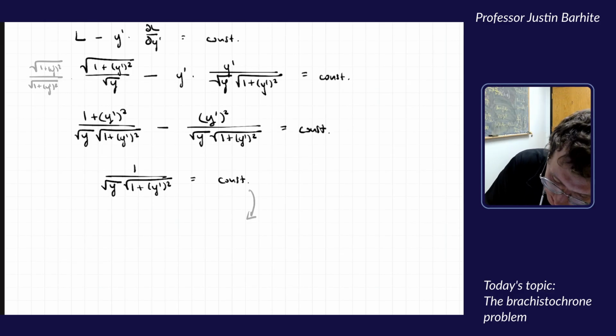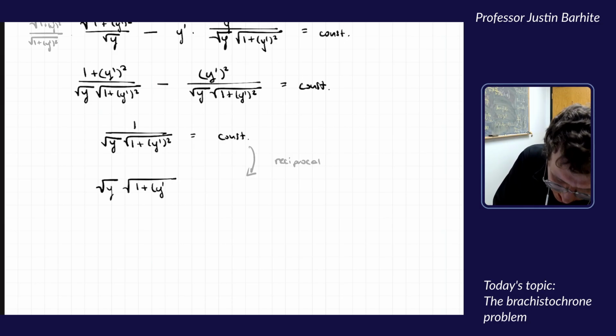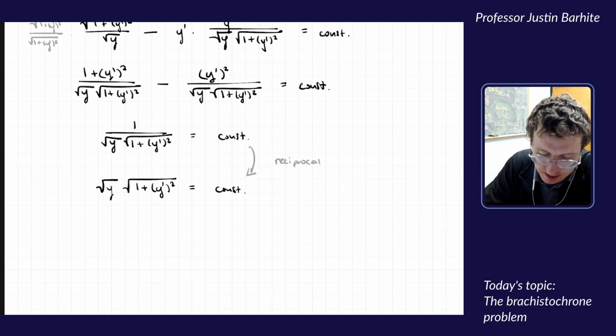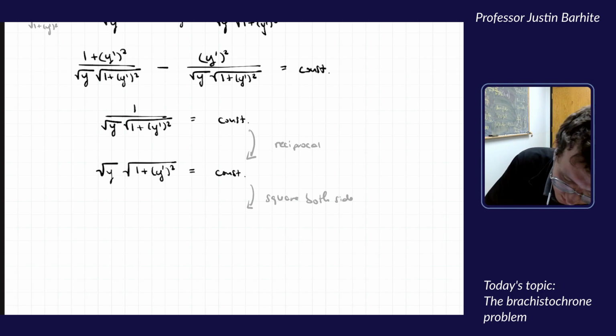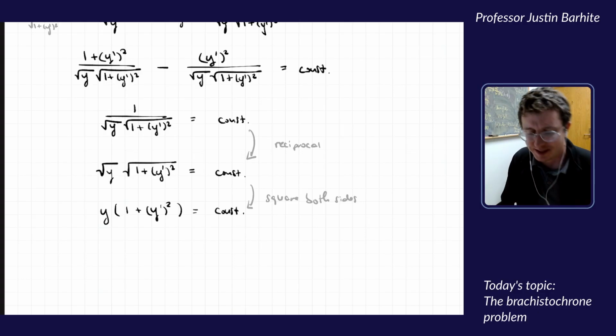I can make this look even nicer. I'm going to take the reciprocal of both sides. So on the left side I get root y, root 1 plus y prime squared. The reciprocal of a constant is just another constant. Okay, why don't I square both sides? On the left side I get y times 1 plus y prime squared. A constant squared is just a different constant.